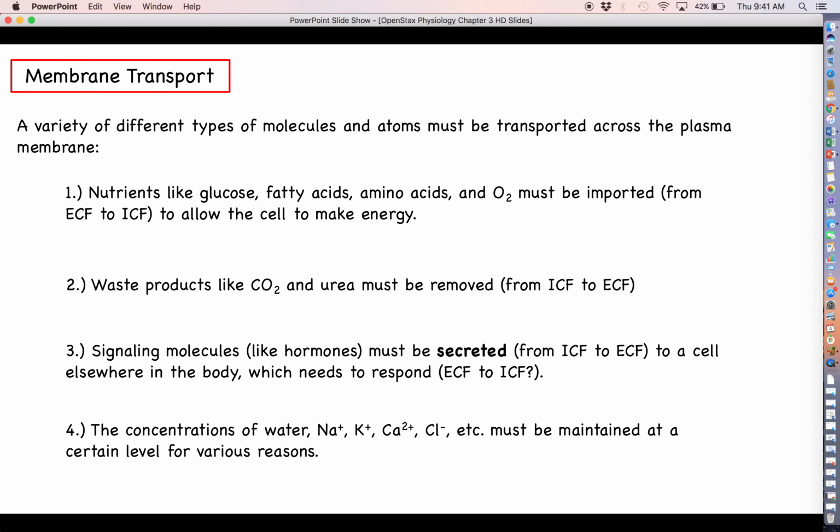cross the plasma membrane. And then finally, the concentrations of things like water, the solvent, and then solutes like sodium and potassium and calcium and chloride and bicarbonate, and we could list it off on and on and on. These sorts of things have to be maintained at a certain level, that's homeostasis again, for various reasons that we will probably get into once we start talking about things like the nervous system and the muscular system.